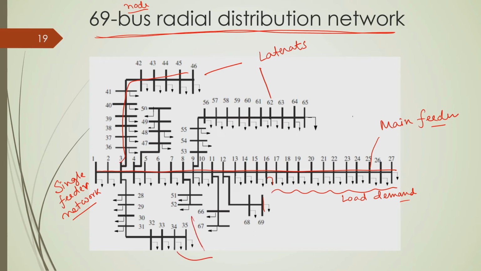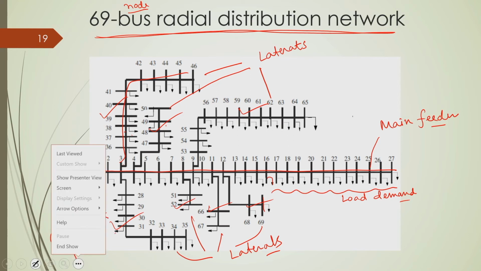Similarly, here also we have laterals. Okay. So, we have one, this is also a lateral. So, we have 1, 2, 3, 4, 5, 6, 7 laterals along with the main feeder. So, we have a single feeder network with one main feeder with 7 laterals.